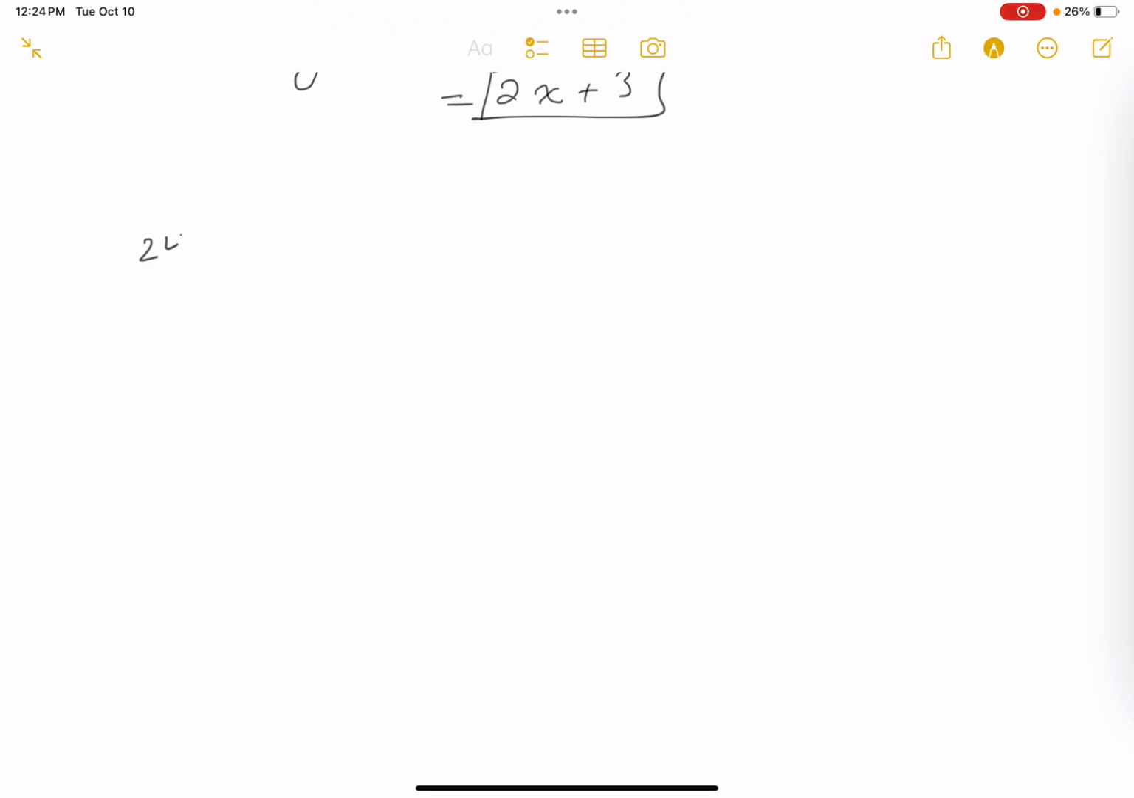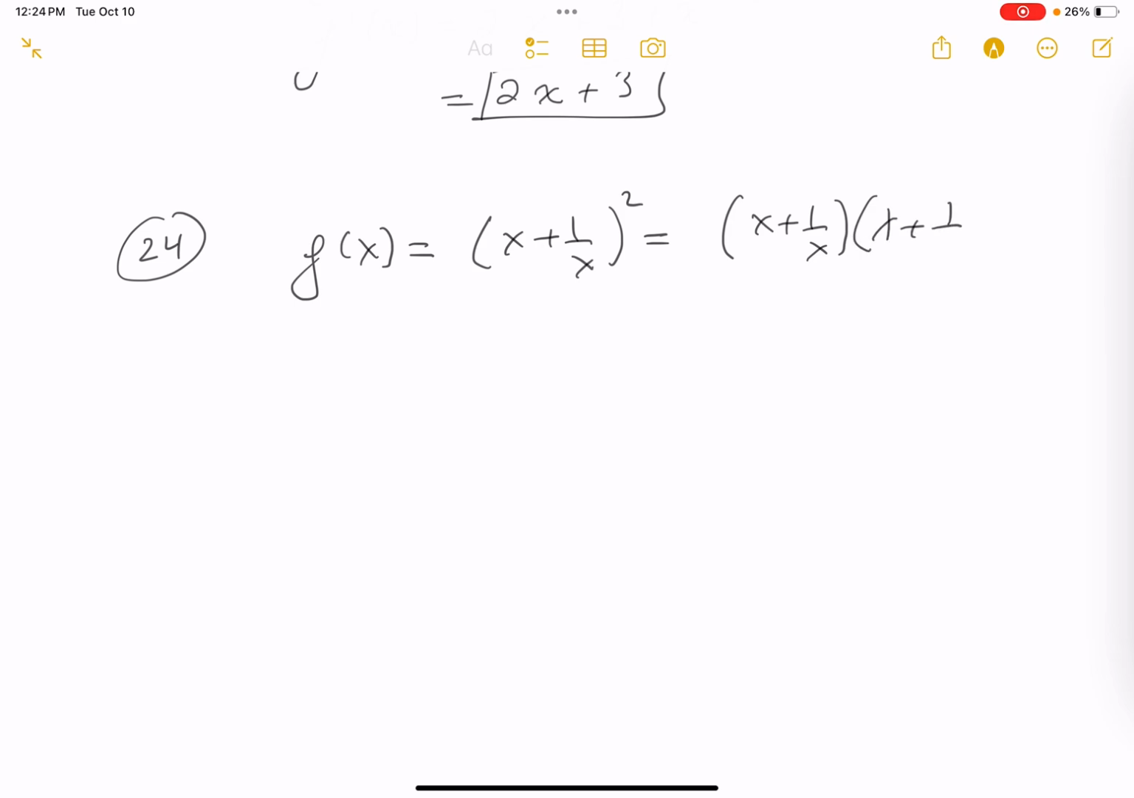So I think we're on 24. And what's 24? f of x, and you're getting x plus 1 over x squared. Again, it's in your interest to simplify that. x plus 1 over x, plus 1 over x. Then you multiply it out. That would give you x squared plus 1 plus 1.